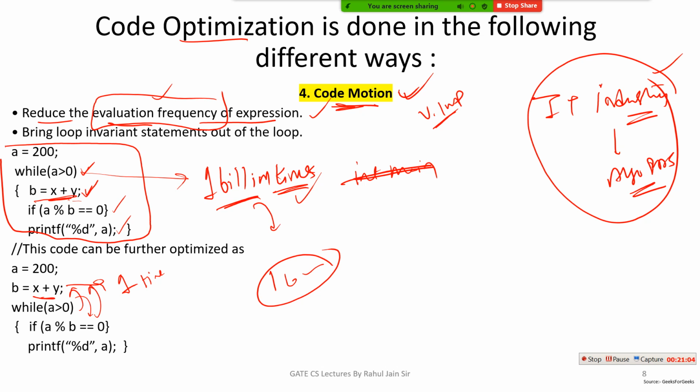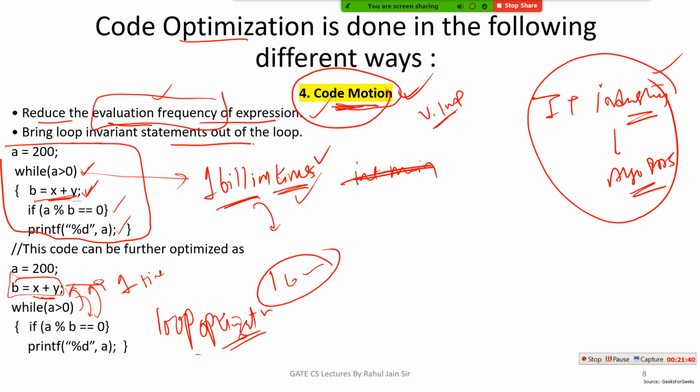This process is called loop optimization, because by putting the statement b equals x plus y outside, we have optimized our code 1 billion times. Now our CPU gets free 1 billion times, because it does not need to assign the value of x plus y 1 billion times. Such optimization is called code motion, and this process is loop optimization. So the second statement is: bring loop invariant statement out of the loop.